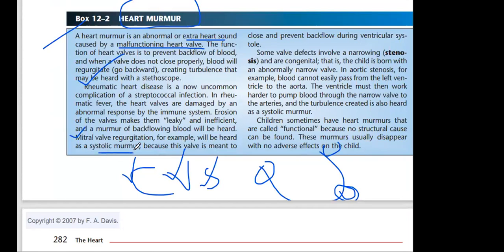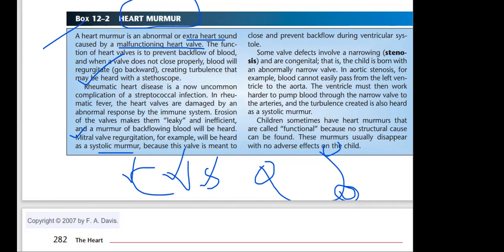Systolic means contraction. During the lub, the ventricle contracts, and we are unable to hear a clear sound picture of the heart. Why does this happen? Because of backflow during ventricular systole. What is the function of the valve? The valve should stop the backflow of blood, but here the backflow is happening because the valve is not closing properly. So we hear a regurgitation sound, a different sound, a rushing sound. This is seen in rheumatic heart disease.